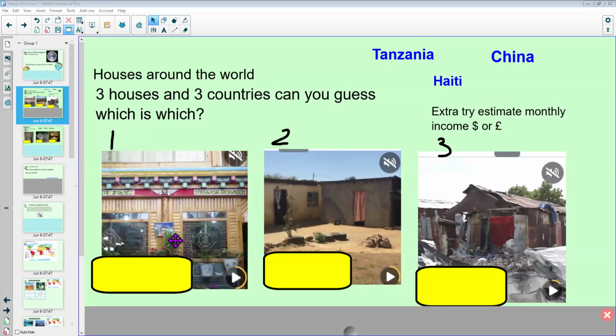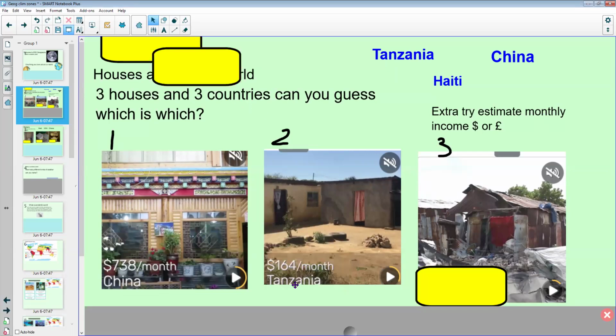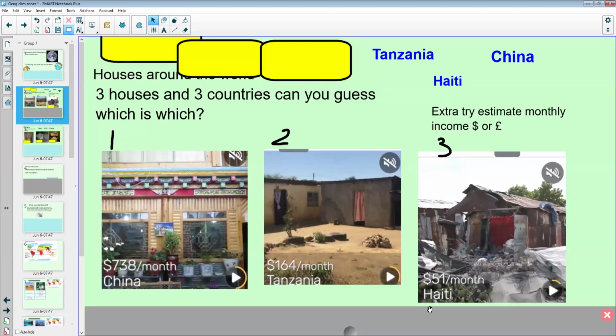What did you think? So this one is China. We looked at the clues for why people might say that's China. That would be somebody who earns $738 a month. This one, did you get this one? Did you get this one? This one was Tanzania in Africa. And this one is Haiti, a really very poor country in the Caribbean, only $51 per month. Wow, just over $1 a day there. Okay, so we talked about that. We looked at clues of why we thought that.